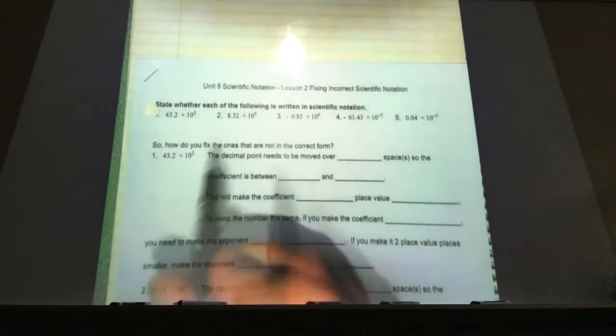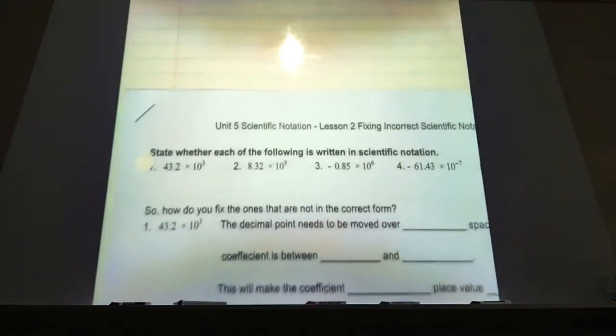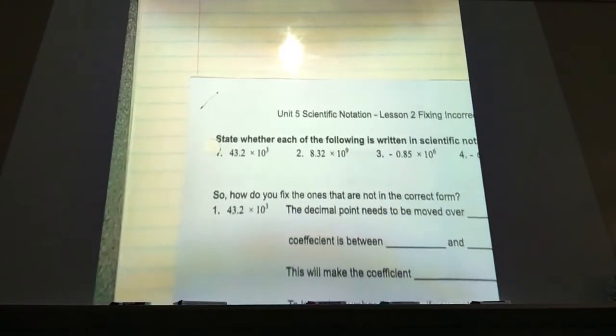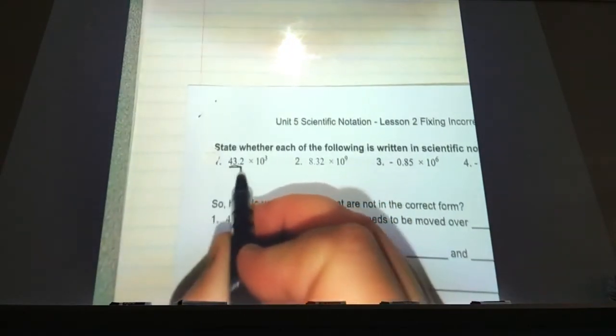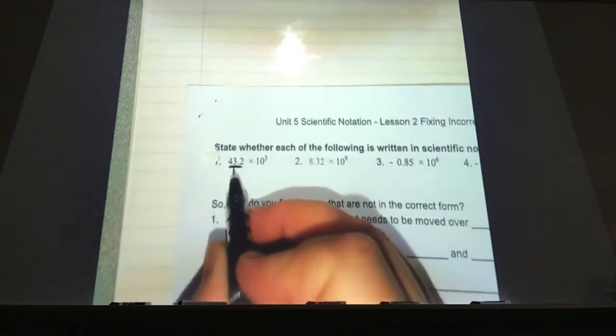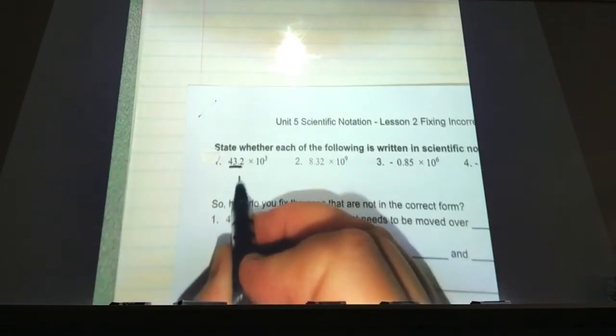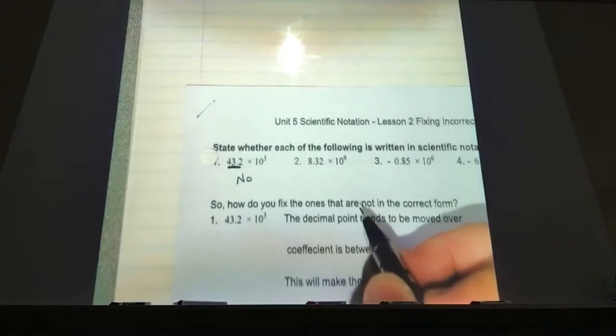Is this one in scientific notation? Get a little closer in. All right, is number 1 in scientific notation? No, because this number right here, the coefficient, has to be between 1 and 10. So, nope, that one's not.